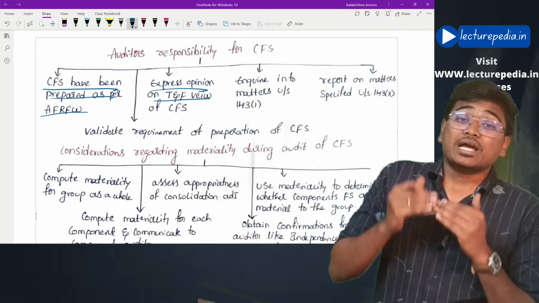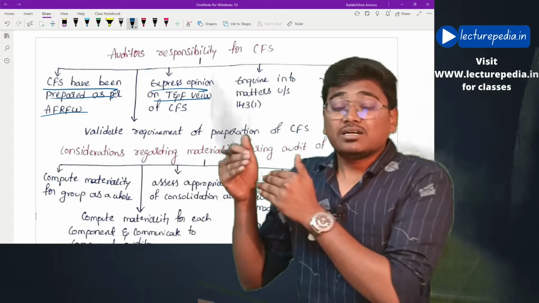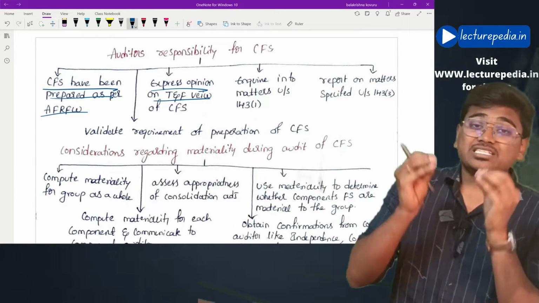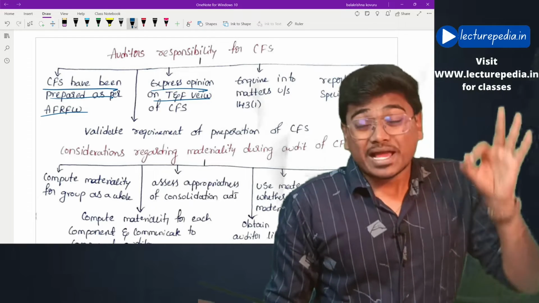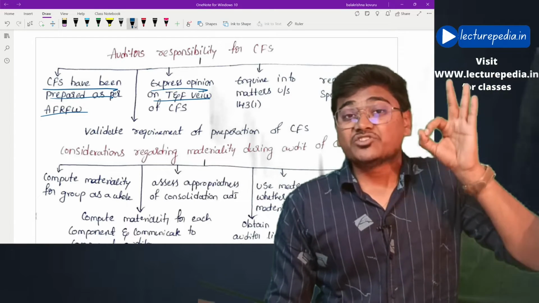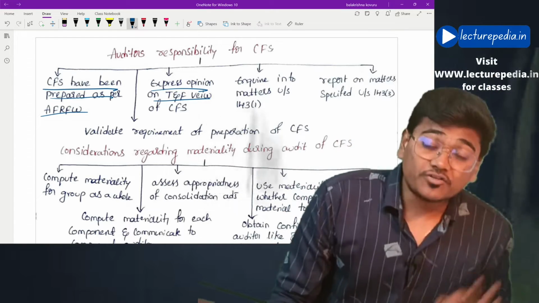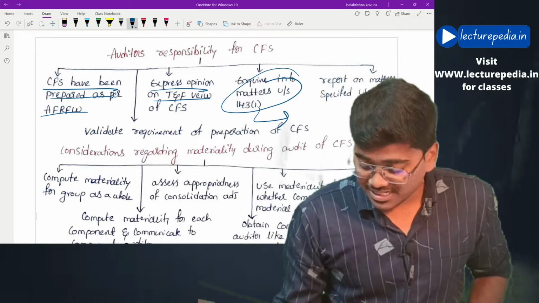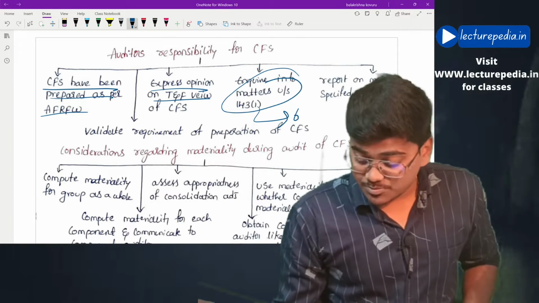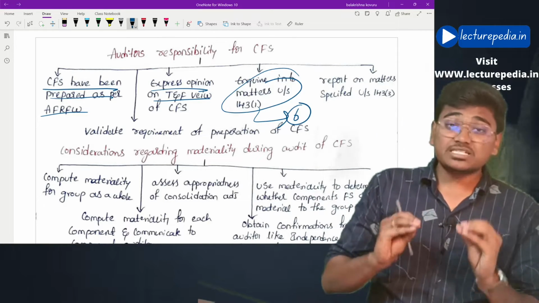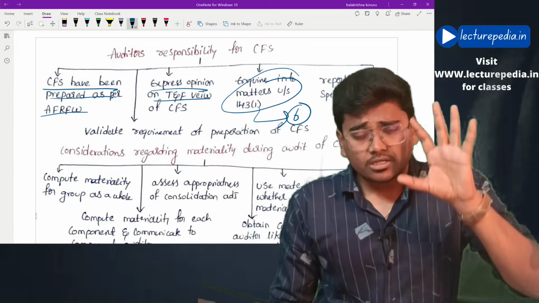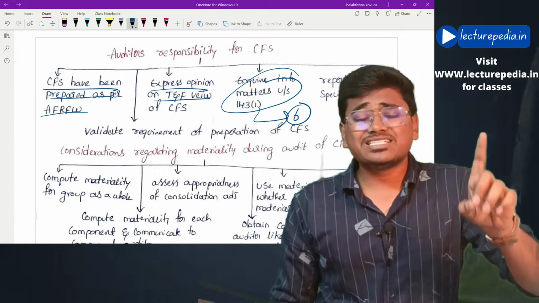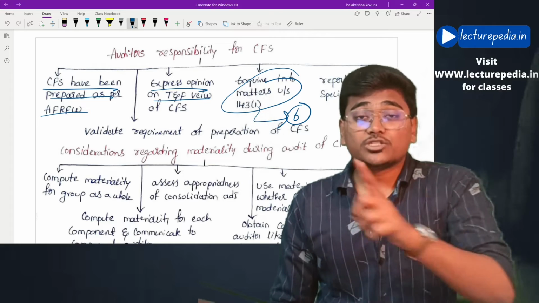Like this, he has to express an opinion on the consolidated financial statements in his audit report. He has to issue an audit report. Next, he has to inquire on matters specified under section 143 subsection 1 of the Companies Act. Here, if you remember, in the Companies Act we have discussed some 6 points on which the auditor has to make an inquiry. That section 143 subsection 1 is applicable even for audit of consolidated financial statements.